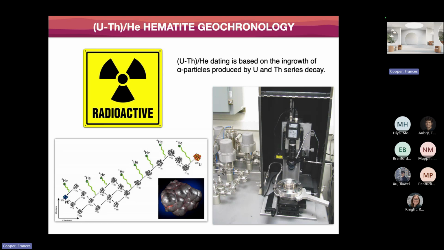And this is just a photograph of a laser chamber. So one of the first things we do is we stick the grain into a planchette and we hit it with an infrared laser to heat it up. And that's how we extract all the helium, and we measure how much helium's in it. And then we dissolve the grain and run it through a mass spectrometer to measure the parent uranium and thorium.